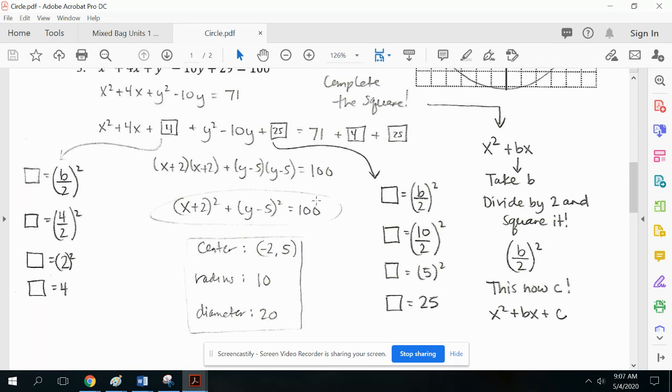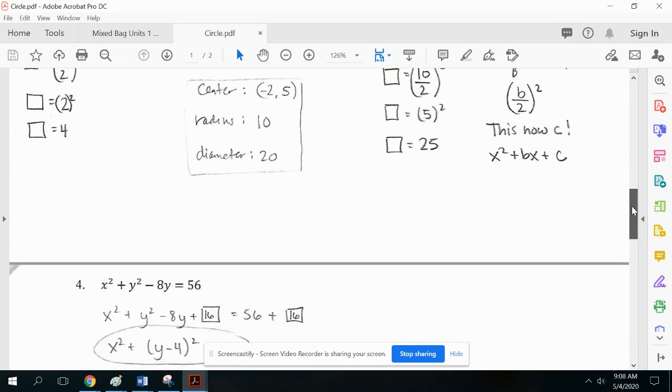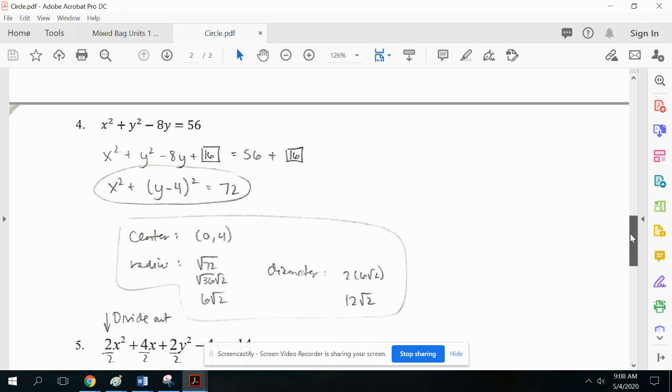This is my radius squared, so I took the square root of it for 10. And if the radius is 10, I double that, and your diameter would be 20. So I just did a couple more of these on the back to get you back into the rhythm of going through these types of problems.